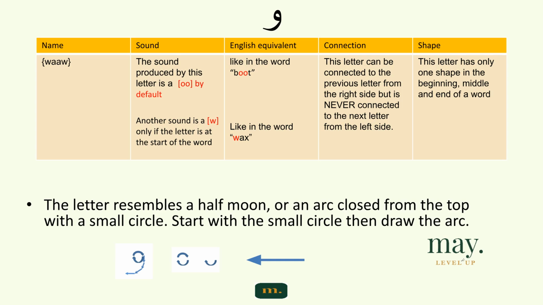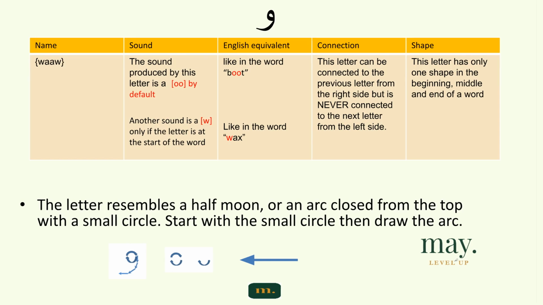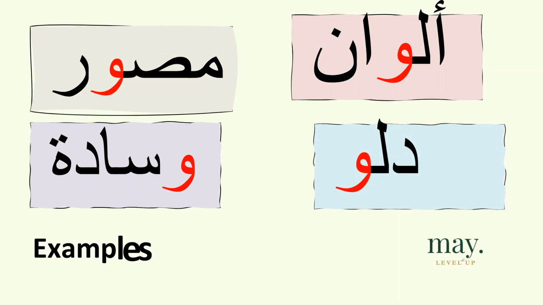The letter resembles a half moon or an arc closed from the top with a small circle. Start with the small circle, then draw the arc. Here are some examples of the letter displayed in red within various words.